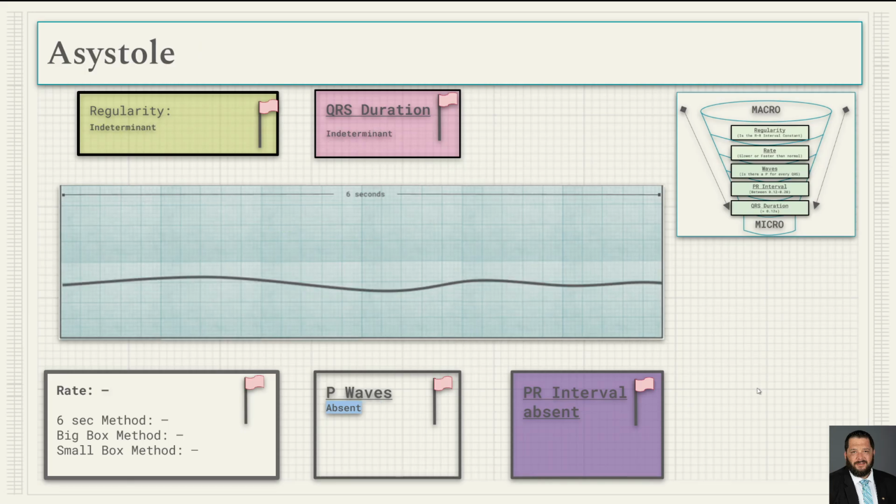And that brings us to asystole. Asystole is electrical silence overall. There's no activity in the baseline, there's no regularity, no rate, no waves, no PR interval, and no QRS duration.